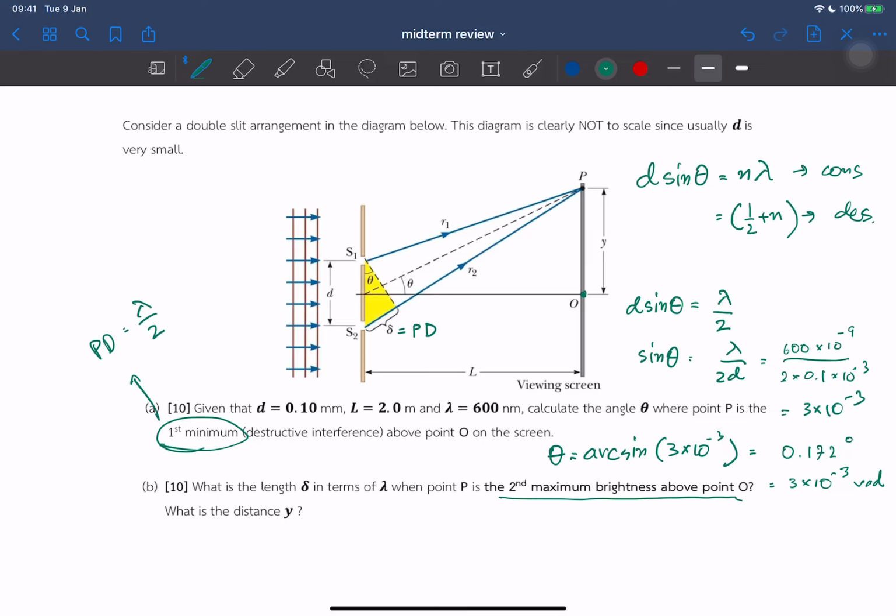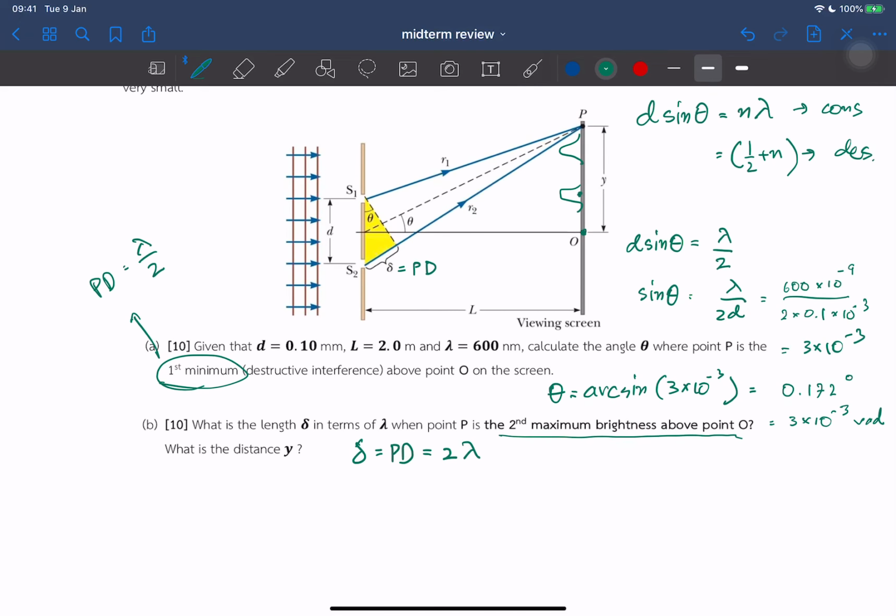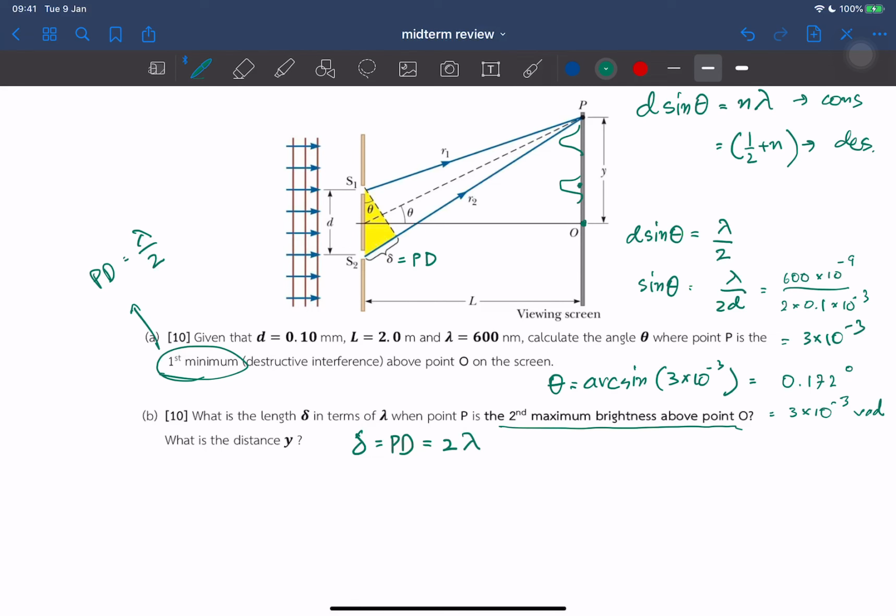And then above that, you're going to have the first maximum above zero. That's when path difference is lambda. And then you have the second maximum, which is what we are asking here. That's when the path difference is 2 lambdas. So delta, the path difference, is just 2 lambda in this case. So it's more like a conceptual problem to ask about path difference and all of that. What is the distance y?